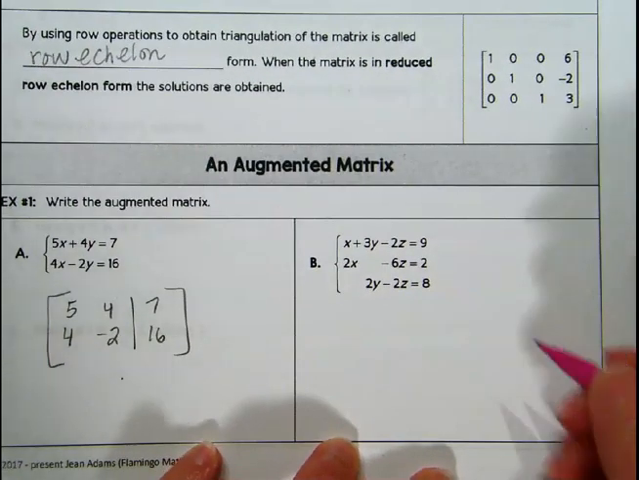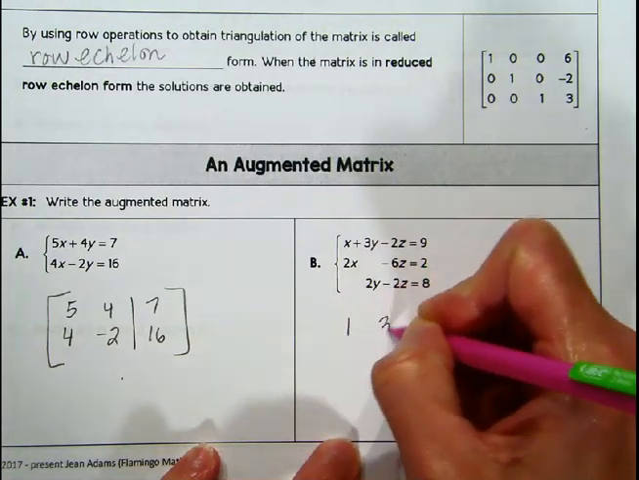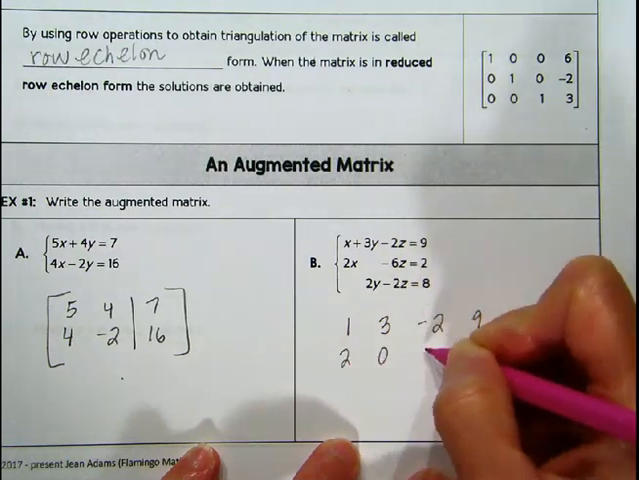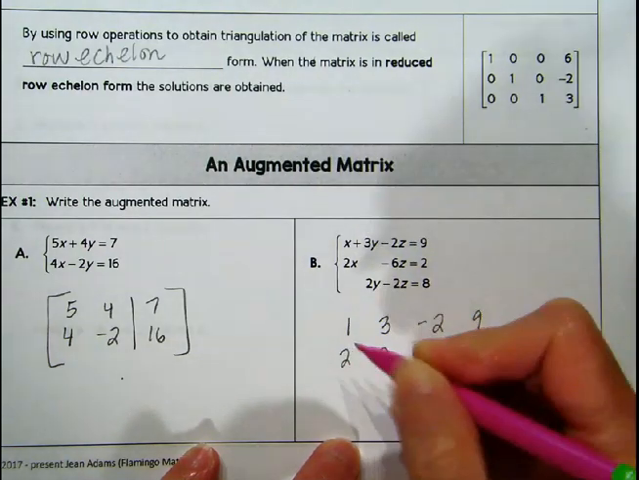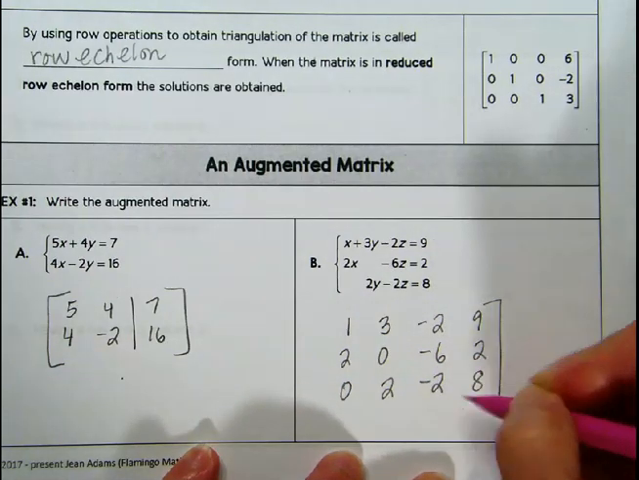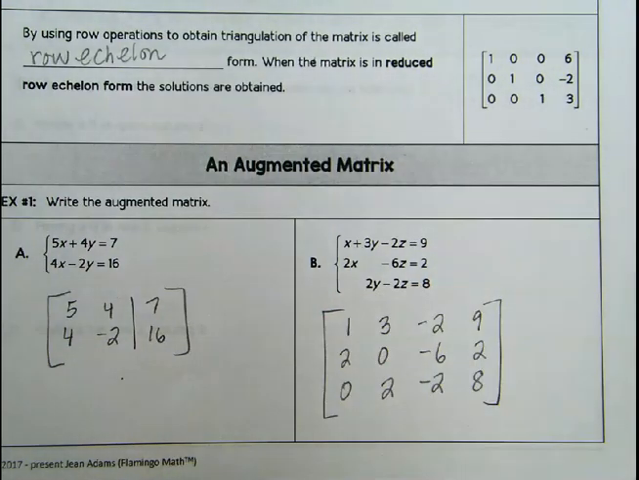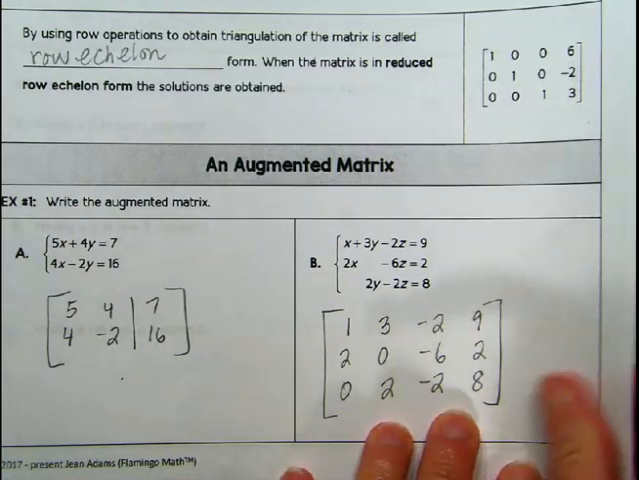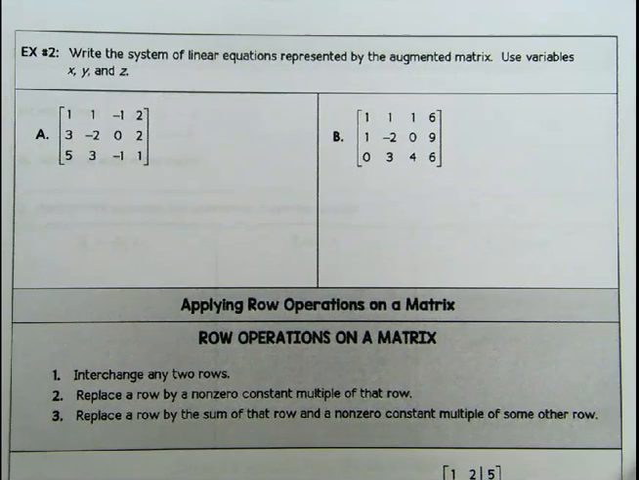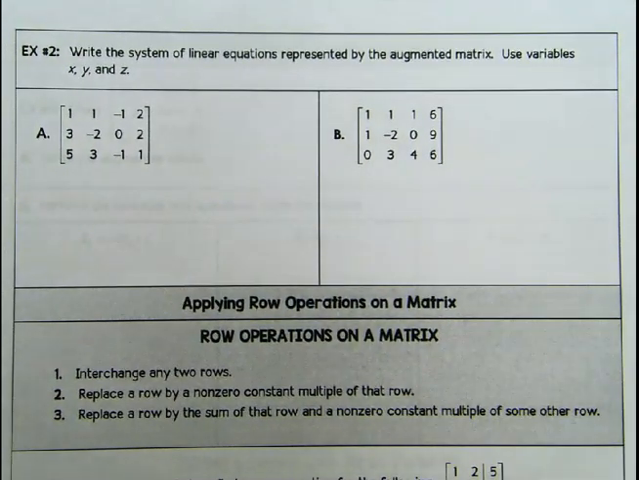So on B, this would be 1, 3, -2, 9, 2, 0, -6, 2, 0, 2, -2, 8. So just make sure that you put zeros for anything that's missing, and make sure you put the signs there and all that fun stuff. So example 2 says, write the system of linear equations represented by the augmented matrix. Use variables x, y, and z.